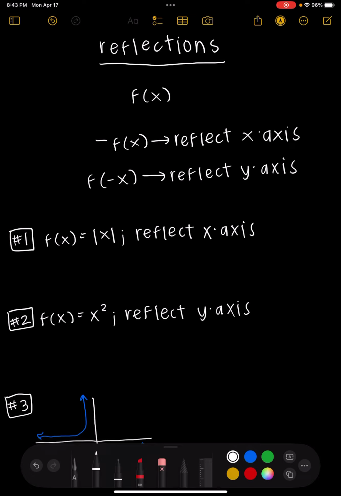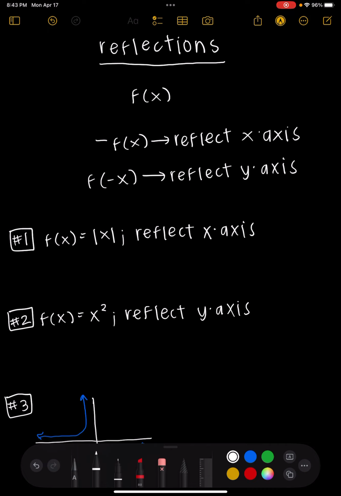Everyone. So now we're going to be talking about reflections, and reflections are basically when we do the mirror image either over the x-axis or y-axis. These ones actually are a lot easier than the other stuff that we've been talking about in this lesson. So let's just go over the rules really fast.